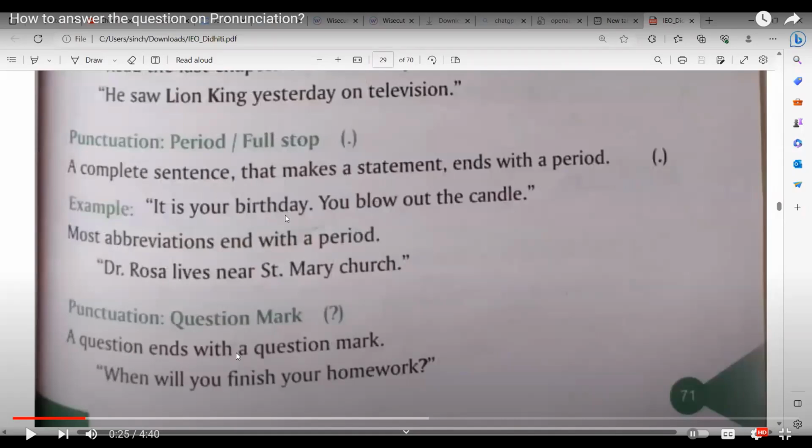Very good. So where do you use the full stop, beta? After the park. Very good. Excellent, Shruti. Very good, beta.